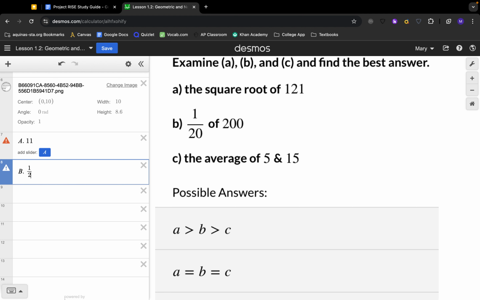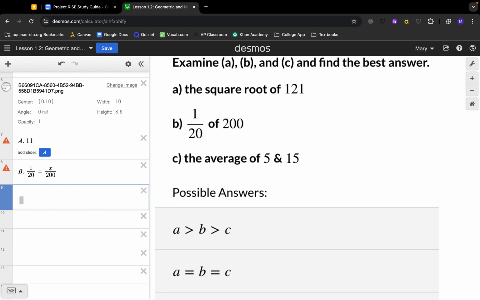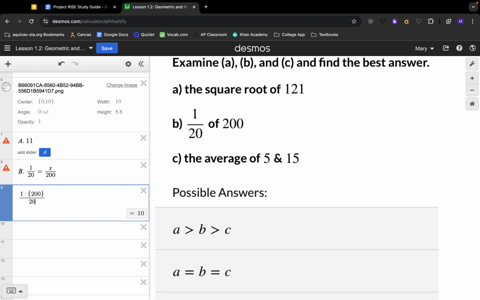So now we need to do a little bit of solving, and here's how I like to figure out questions like this. 1/20 equals what of 200? And I like to set it up like this. That's how my teachers taught it to me. And now we're solving for x. So we do cross multiplication. 1 times 200 over 20 gives us 10, which is our x. So B equals 10. Then our last option choice, C, is the average of 5 and 15.